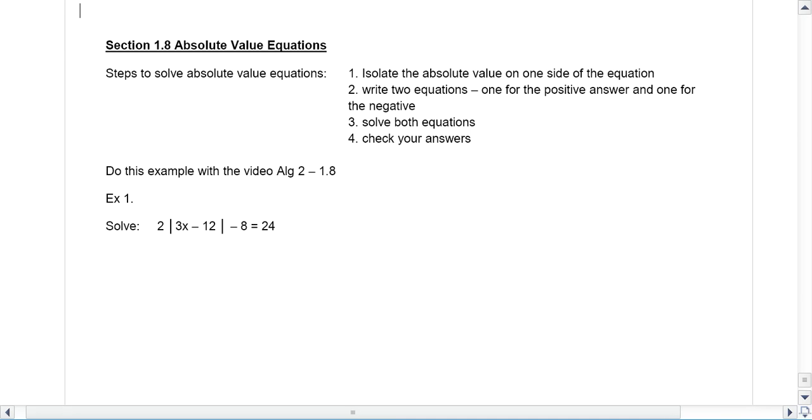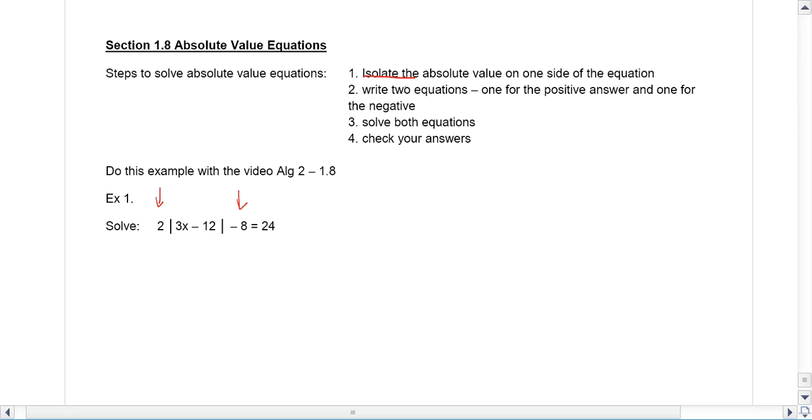Again, we did this in Algebra 1, so this should be a review. I did write out the steps at the top of your page to remind you how to solve absolute value equations. First of all, you do have to isolate the absolute value. Meaning, like in our example here, we have to get rid of this 2. Anything outside the absolute value symbols we have to get rid of, and get rid of this -8. So we have to clean up around the absolute value that's on the one side of the equation.